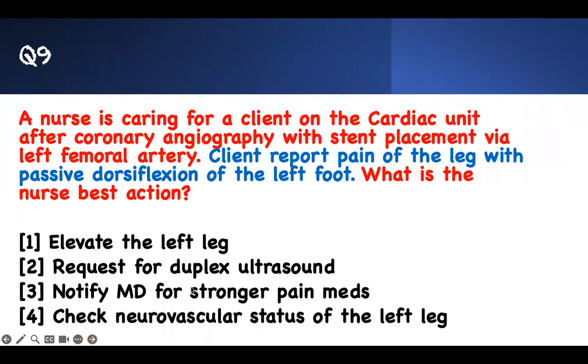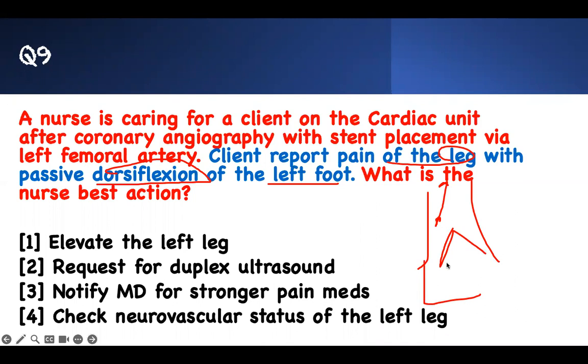What is the next best action? A nurse is caring for a client on cardiac unit after coronary angiography with stent placement via what? Left femoral artery. So this is the cardiac catheterization question. You know what they're going to ask. Client report pain of the leg with dorsiflexion of the left foot. So if this is the groin, we went to the groin and did the procedure, and then this leg, this is the left side, when the client did dorsiflexion, there is pain in the leg. Passive dorsiflexion. You're not pushing it. They themselves doing dorsiflexion, and they have pain.